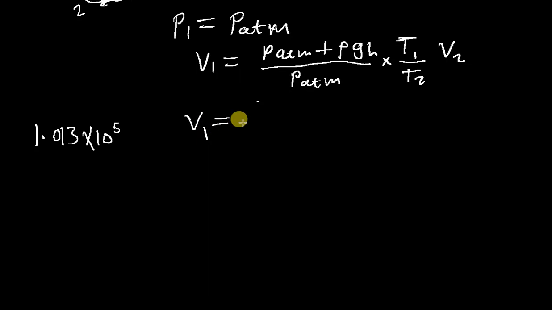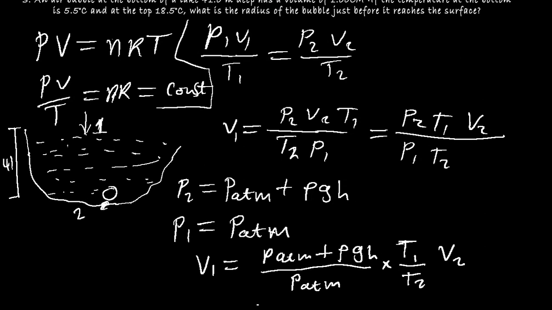So after doing all your calculations, you find V1 to be 5.198 cubic centimeters. So now this is not the volume. They are not asking us to find the volume. The question says we find the radius of the bubble, just before it reaches the surface.